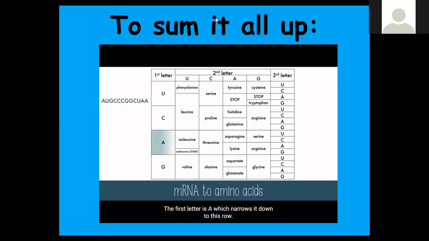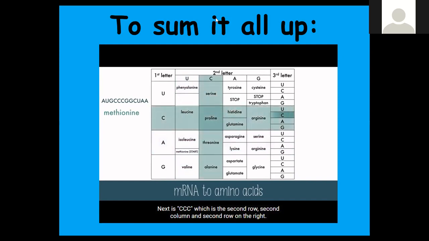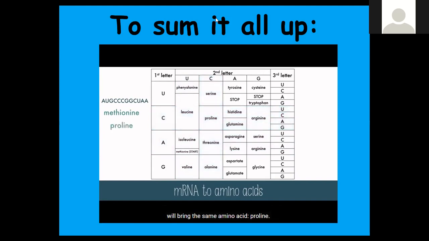The first letter is A, which narrows it down to this row. The second letter is U, which narrows it down to this column. And the third letter is G, which means that this is methionine, which is the starting amino acid. Next is CCC, which is the second row, second column, and second row on the right. But we don't even have to look at the third letter in this case, because every third letter will bring the same amino acid, proline.